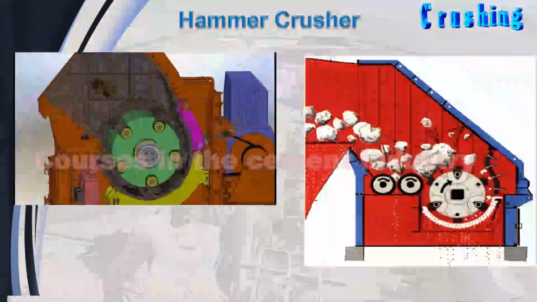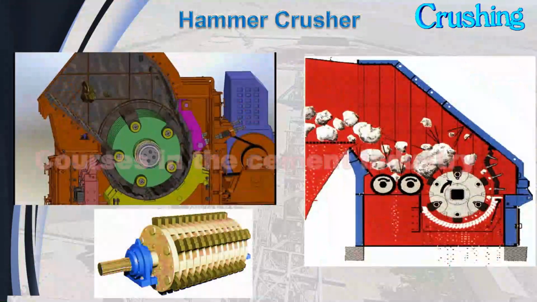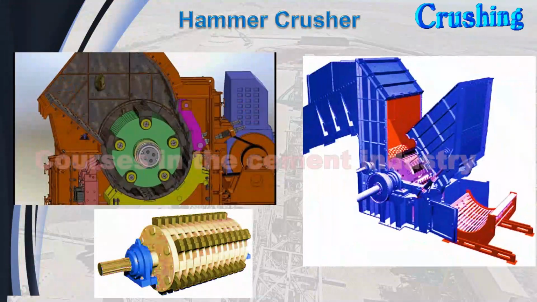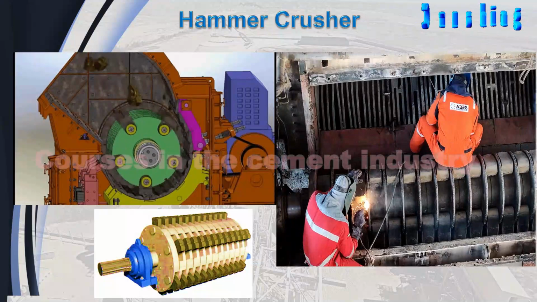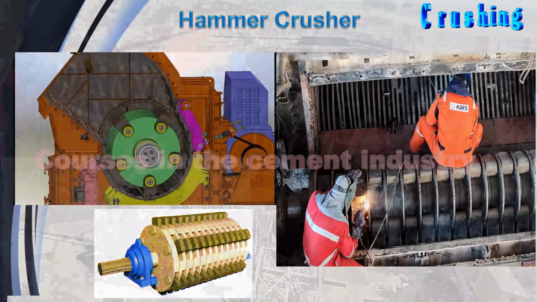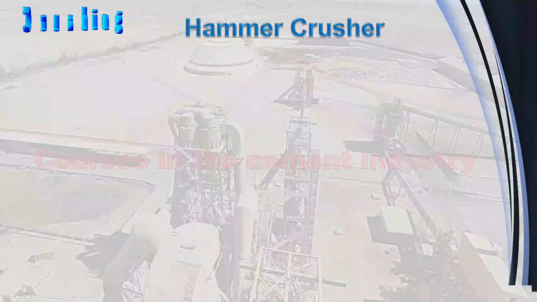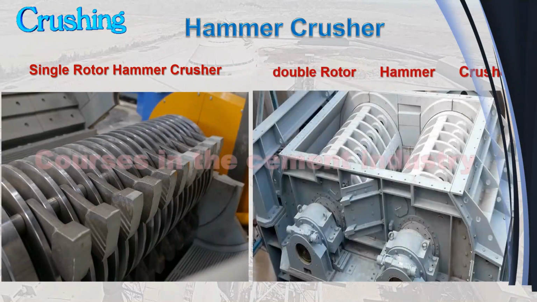Hammer crusher. The hammer crusher is the most widely used machine for the primary reduction in the cement industry. The main feature is the rotor, which carries a series of pivoted hammers. When the rotor is running, the centrifugal forces cause the hammers to point radially outwards. Hammer crushers can be divided into single rotor and double rotor hammer crushers.